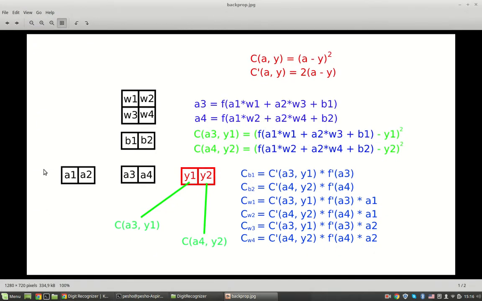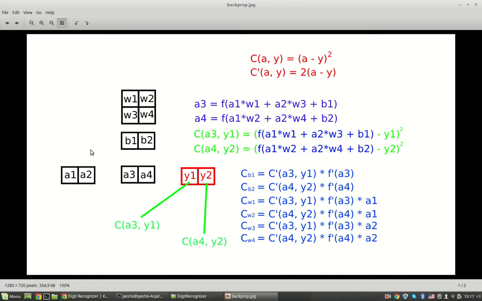I'm giving you as an example a simple neural network with two layers. A1, A2 is the input layer, and A3, A4 is the output layer, which is produced by our neural network. And Y1, Y2 is the actual, the correct answer for this input. Okay, so let's take a look. We have W1, W2, W3, W4 as the weight matrix between those layers, and B1, B2 as the biases for this layer. So let's see how.